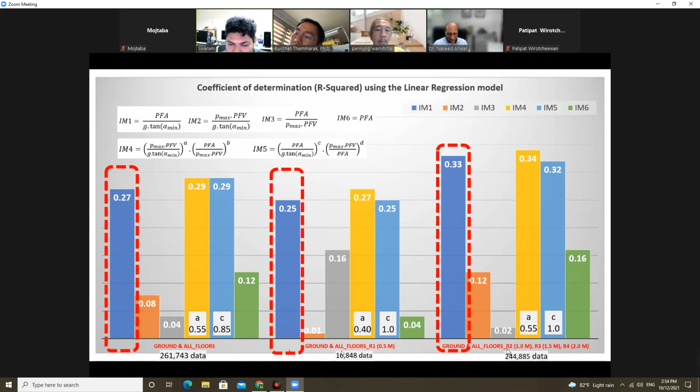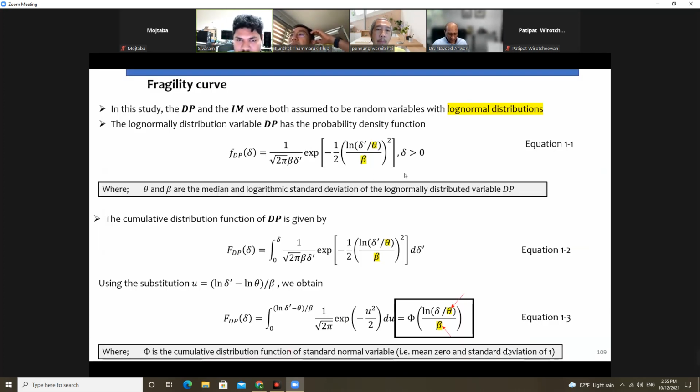Here for the IM2, when we consider the blocks with 0.5 meter, the R is the sizing parameter of the block, so it won't predict that much. So when we are using the intensity measure 2, depending on peak flow velocity, we have to focus on sizing parameter greater than 1 meter. So finally, we choose intensity measure 1, peak floor acceleration, as the best measure.